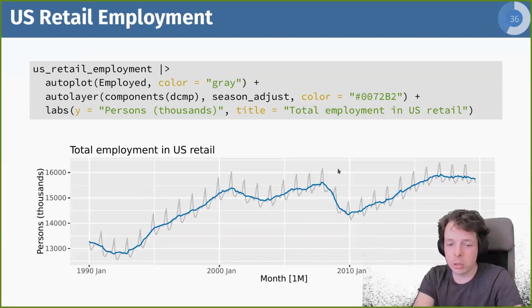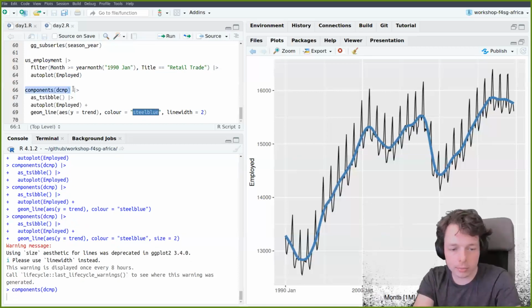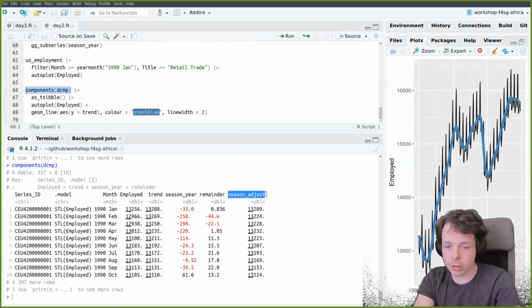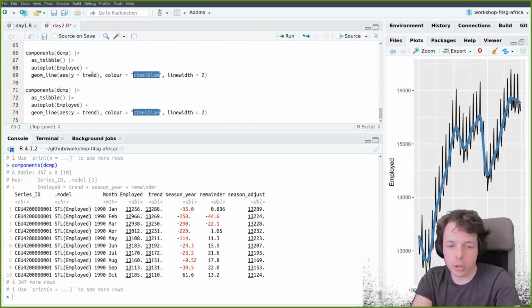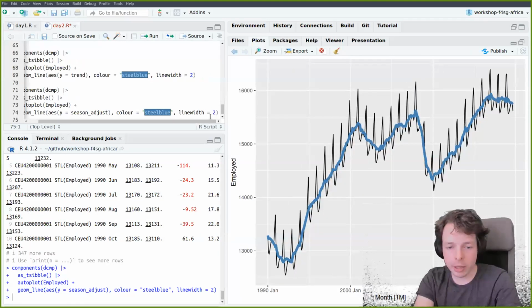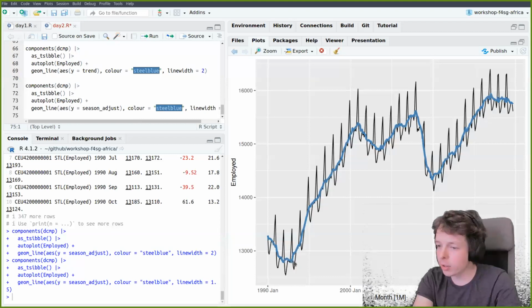And this is so useful that if we go back to R, we can see that in the components of the data set, make this a bit bigger. In the columns of the components, we automatically calculate season_adjust because it's so commonly used. So if instead of plotting the smooth trend line, I instead plot season_adjust, maybe my line width is a bit too big here, make that a bit smaller. You can see I get the slight randomness, the up and down noise from my remainder component added onto my trend. And this blue line is a very common plot that you produce for decision makers.